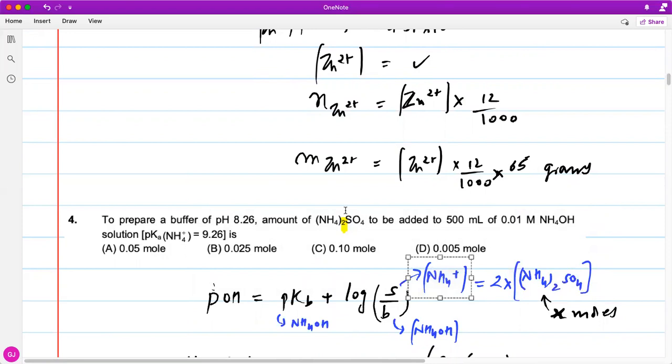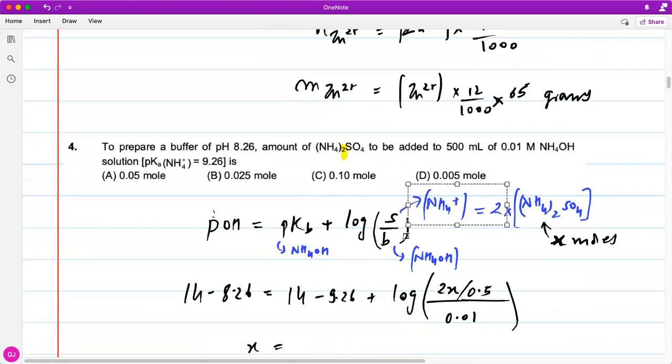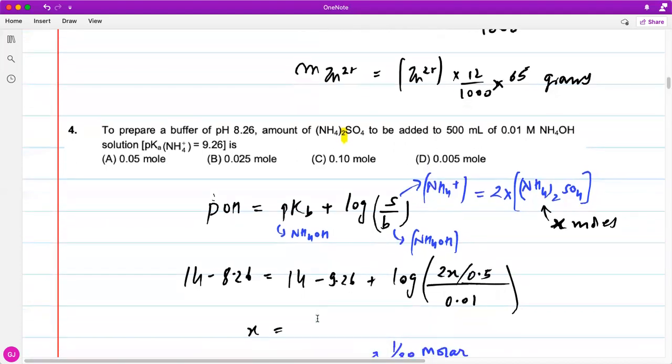So here, notice the stoichiometry's role is important because twice the moles of the salt will be actually the NH4 plus concentration. So you substitute here the salt concentration as say 2x, because say x is the moles of the salt, and of course divide by the volume so that you can use it in the expression. The pH value is given and the pK value of NH4 plus is given. Right. So the pKb will be 14 minus pK of NH4 plus.